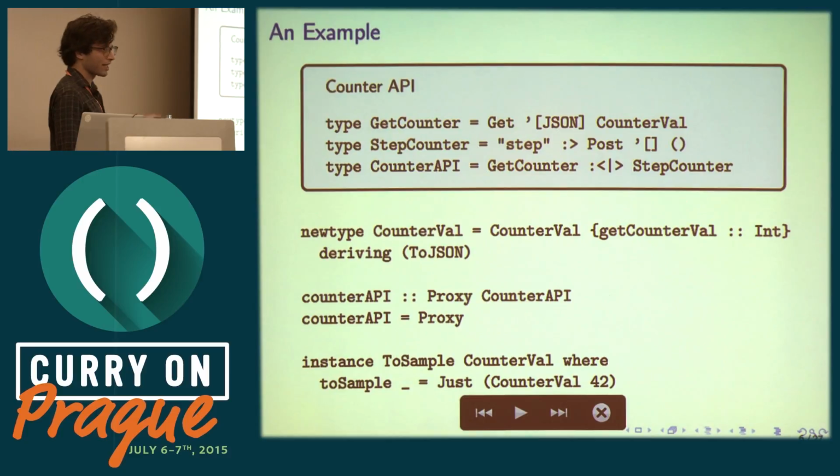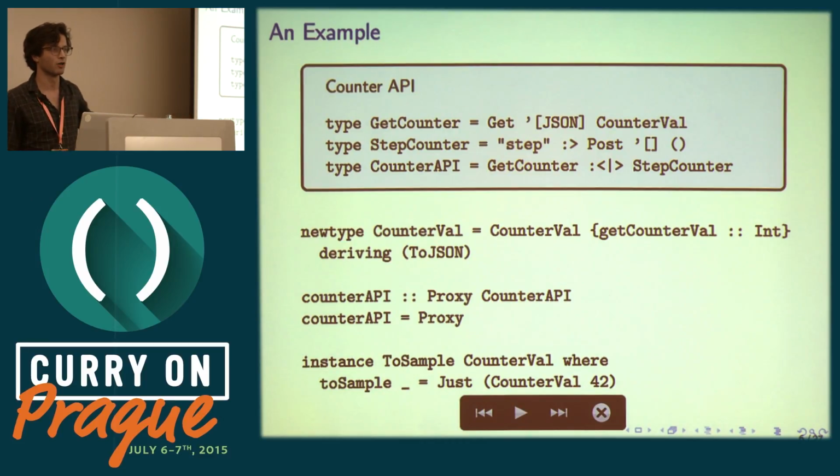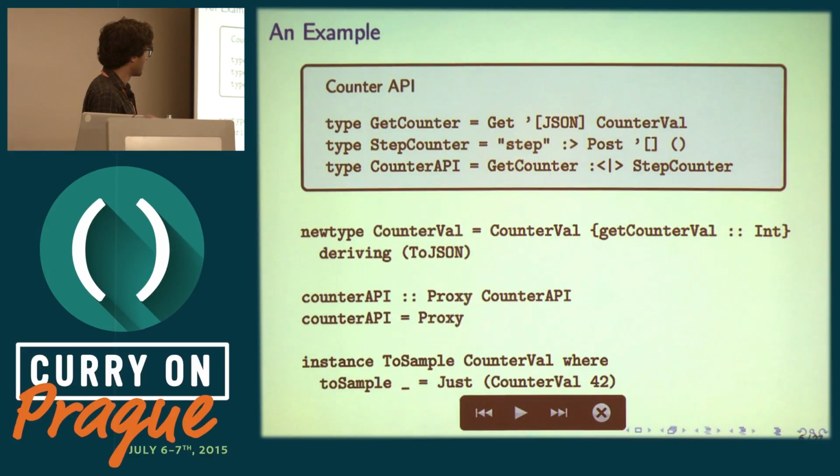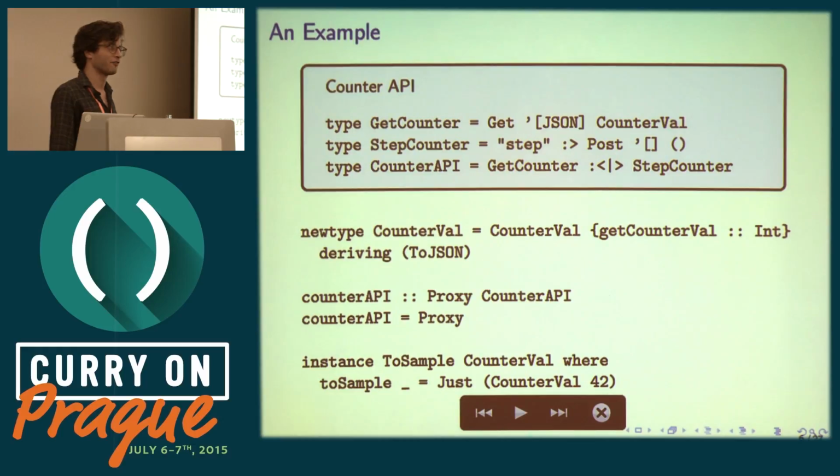So we need this code to get going. We need to declare our data type. In this case, it's just a newtype wrapper over Integer. And we need the appropriate class. We said that we will be returning JSON, so we better be able to serialize this into JSON.